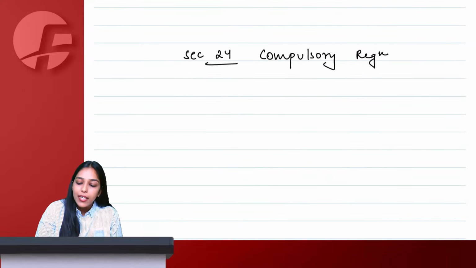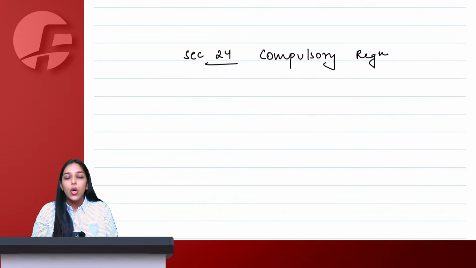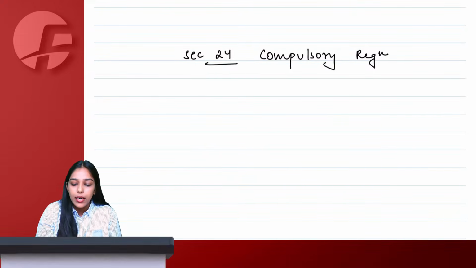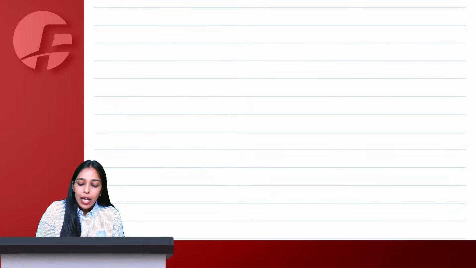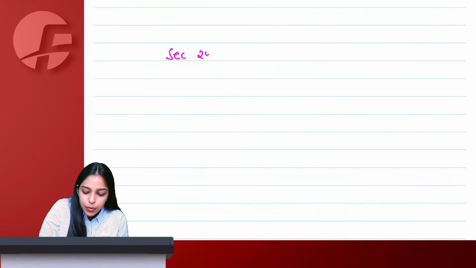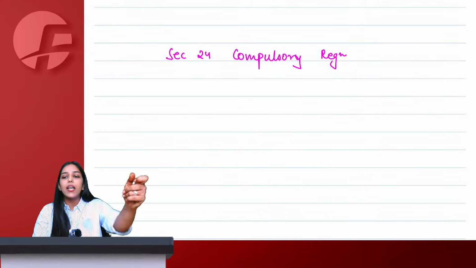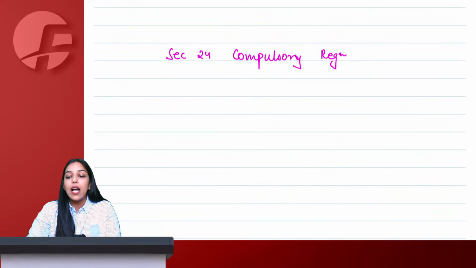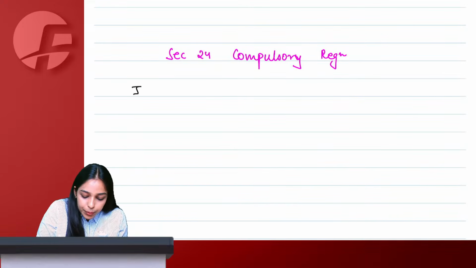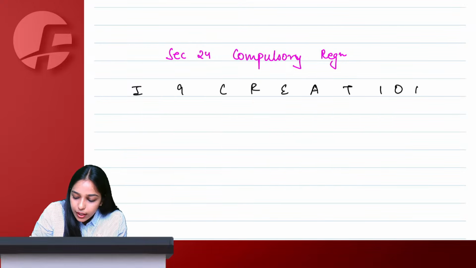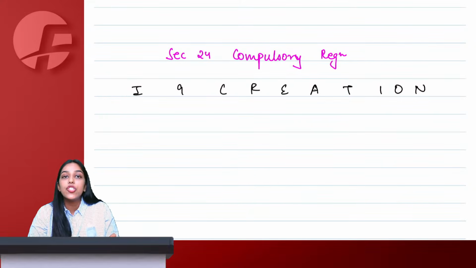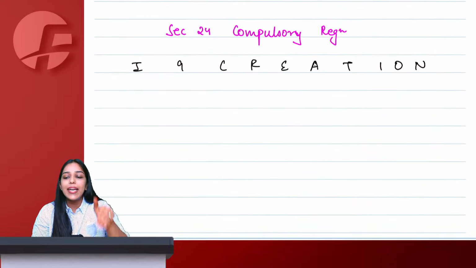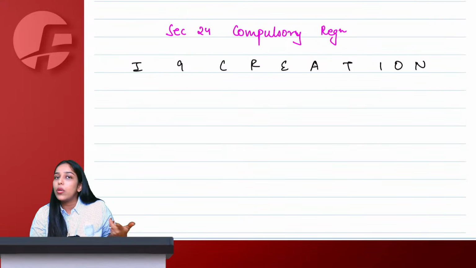Waiting for my batch students to give me the answer. Who will take compulsory registration quickly? We have learned through the mnemonic for Section 24, compulsory registration. So people who are involved with I-9 creation have to take compulsory registration under GST. I do not write I-9 creation anywhere; this is our own mnemonic.